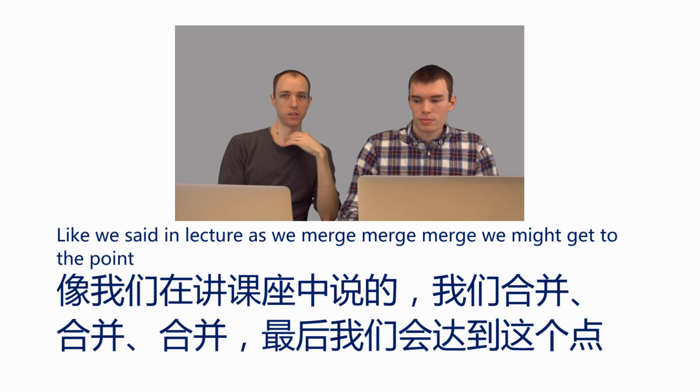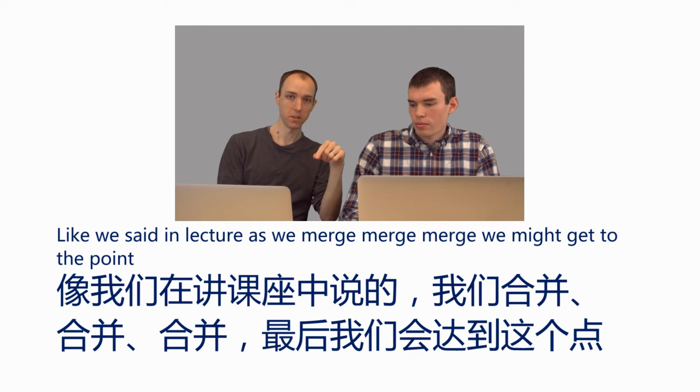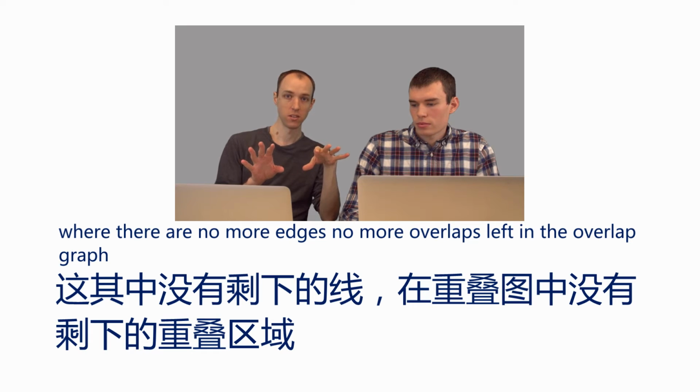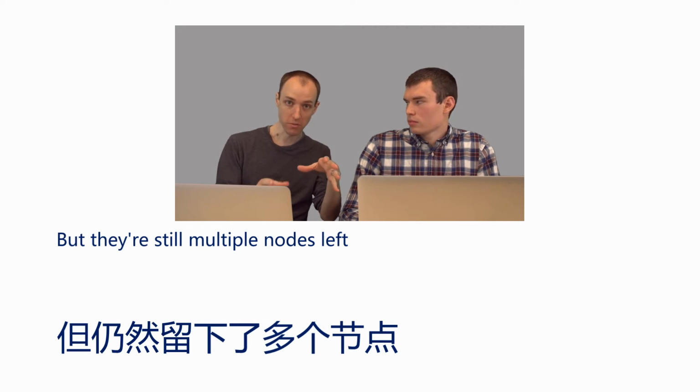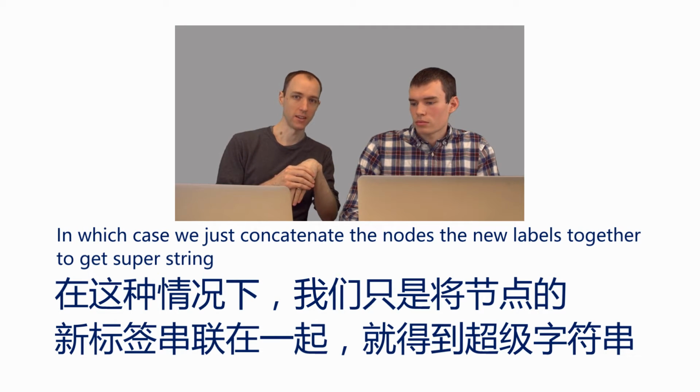Like we said in lecture, as we merge and merge and merge, we might get to the point where there are no more edges, no more overlaps left in the overlap graph, but there's still multiple nodes left, in which case we just concatenate the node labels together to get our superstring.